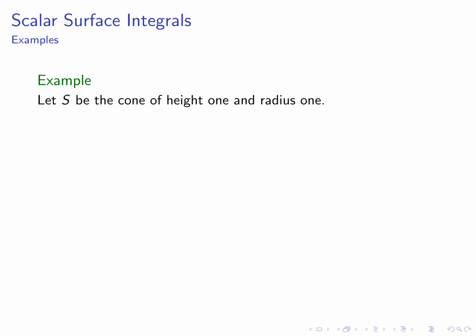Let's do another example. So here, let's let S be the cone with height 1 and radius 1. So a visual representation of our cone looks like this. We have a cone opening up about the z-axis, where here the height is 1 and the radius is 1. Well, how can we parameterize this surface? One way to do it is to invoke the idea of cylindrical coordinates.